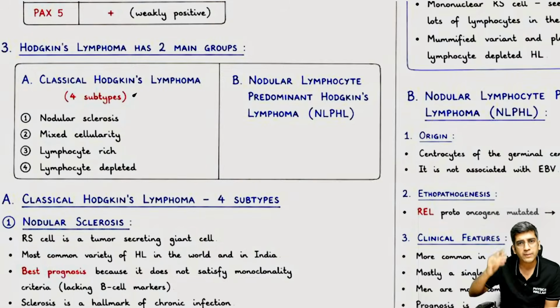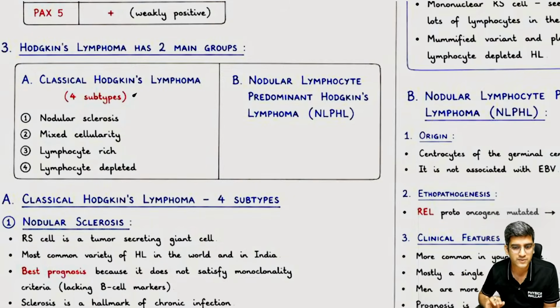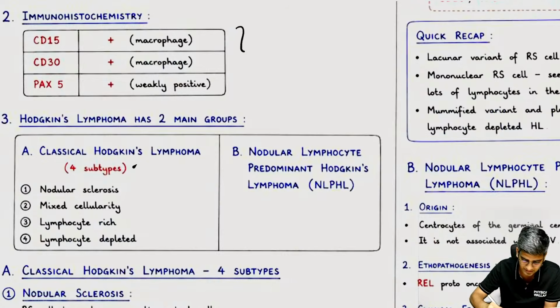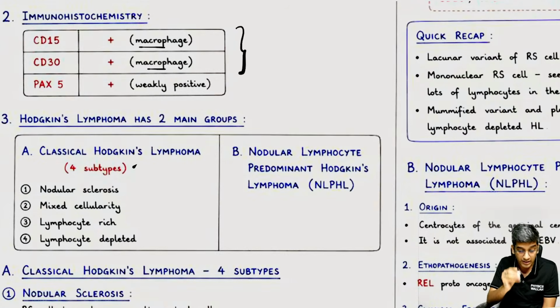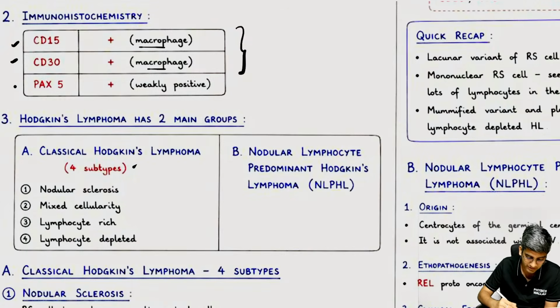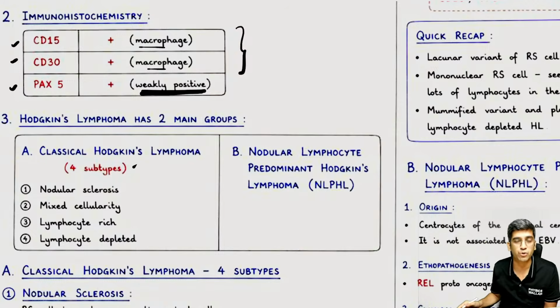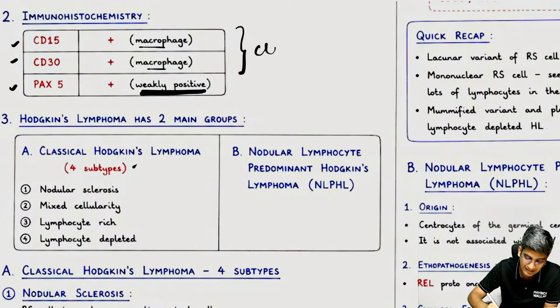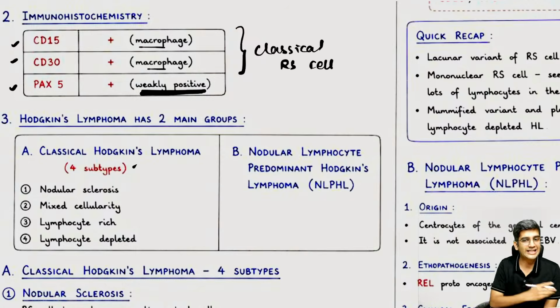Classical Hodgkin's lymphoma all have classical RS cells. The classical RS cell marker is this. Never forget this. Please don't write this; this is for your understanding. CD15 positive, CD30 positive, PAX5. This should be mentioned without fail. PAX5 is weakly positive. It cannot be strong; if it is strong, it is not classical Hodgkin's. This is the marker for the classical RS cell. All the classical Hodgkin's lymphomas will have the same marker.